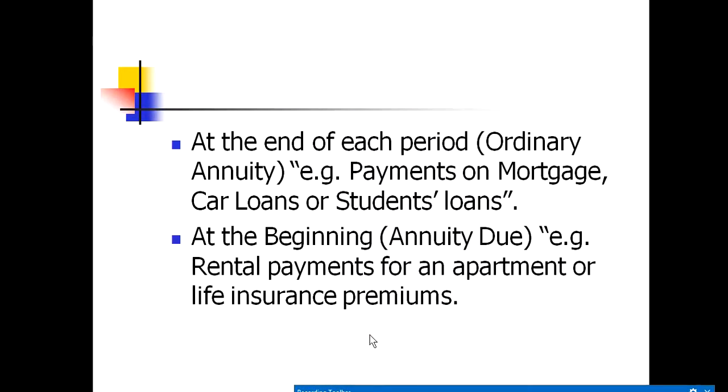Now we are going to start with ordinary annuity. The ordinary annuity payments are made at the end of each period. For example, payments on a mortgage, car loans or student loans are considered ordinary annuity, while the payments which are made at the beginning are called annuity due, and the best examples for these payments are rental payments for an apartment or life insurance premiums.